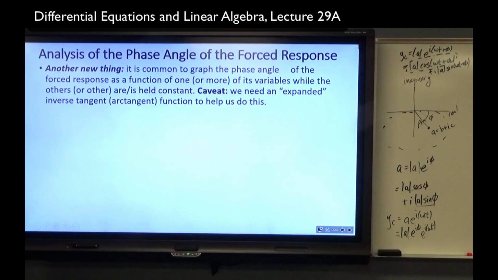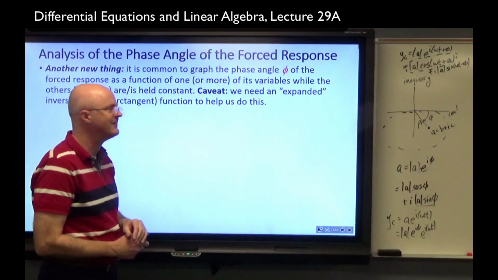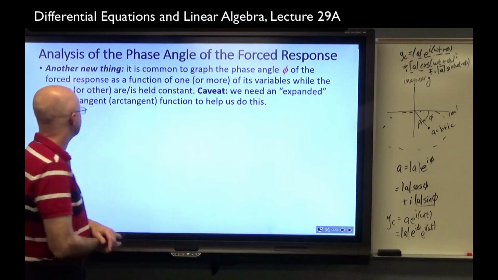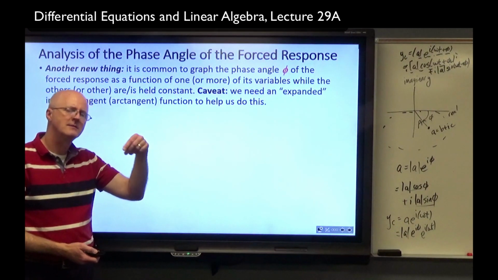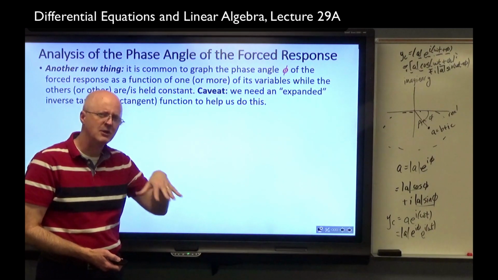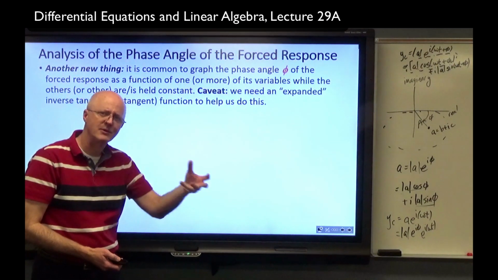Here's another new thing related to that other graph. It's also common to graph the phase angle phi of the force response as a function of one or more of the variables p, q, and omega, while the others are held constant. With a caveat, if we're going to find a formula for phi, it's got to be an expanded inverse tangent function to find it. Remember, tangent of phi was negative p omega over, I think it was q minus omega squared, so phi should be the inverse tangent of that.